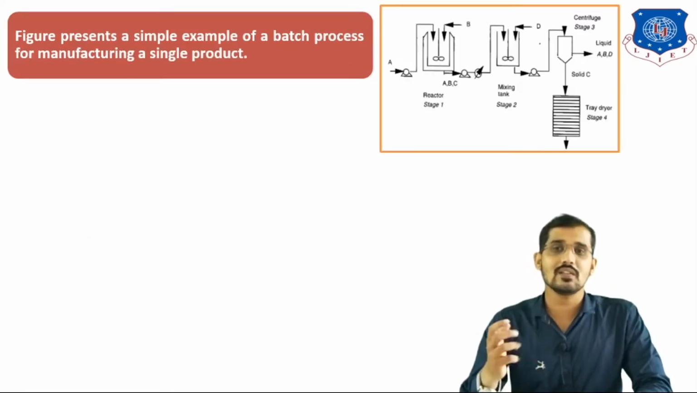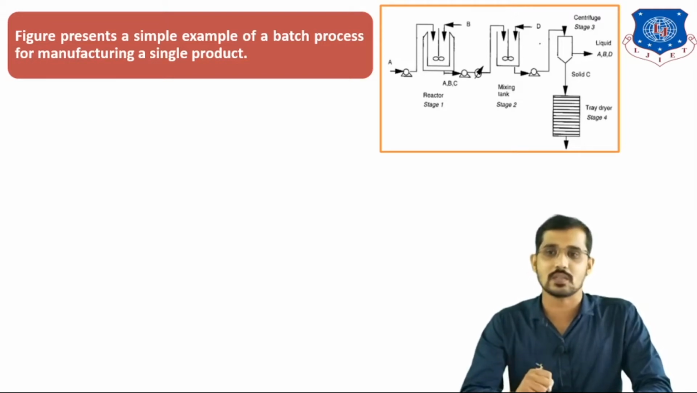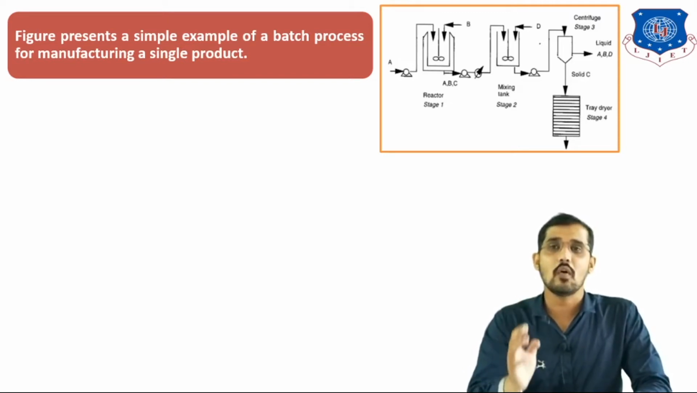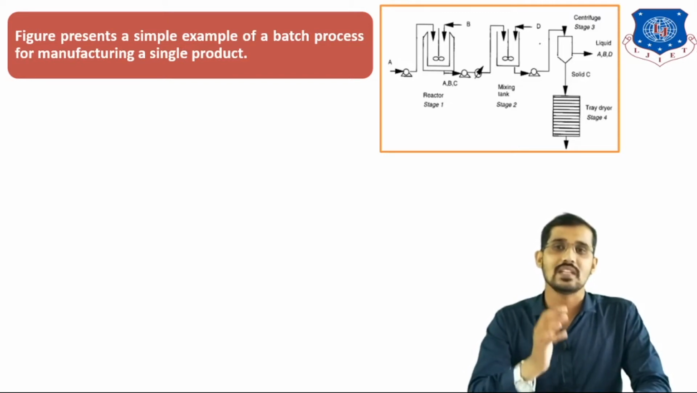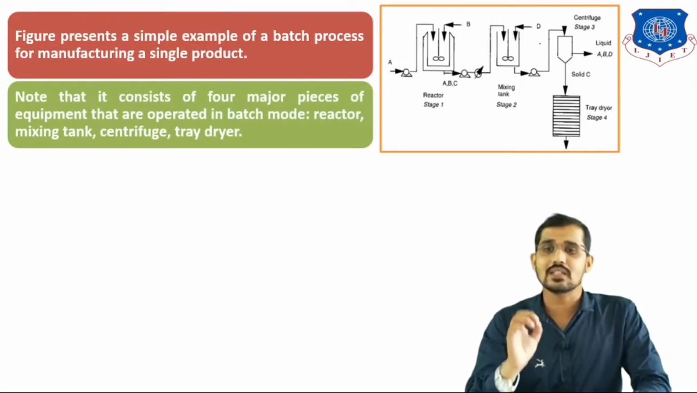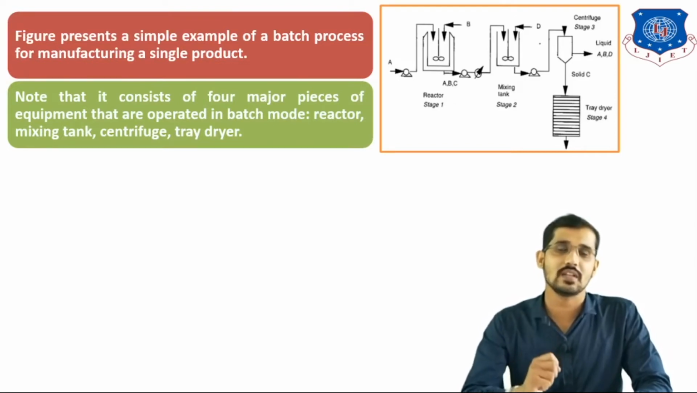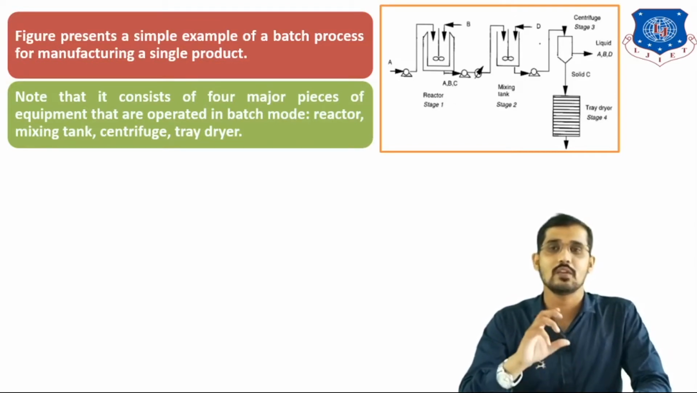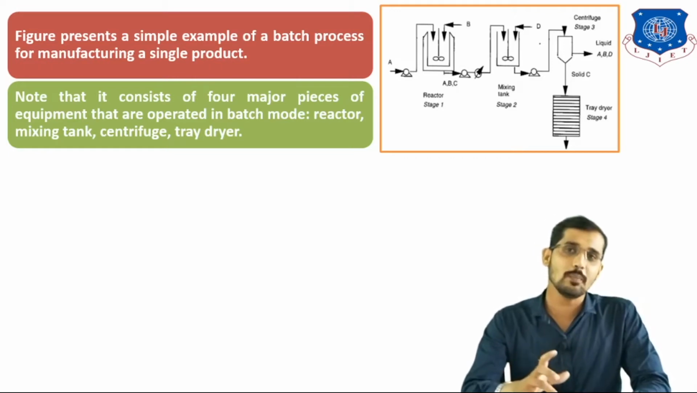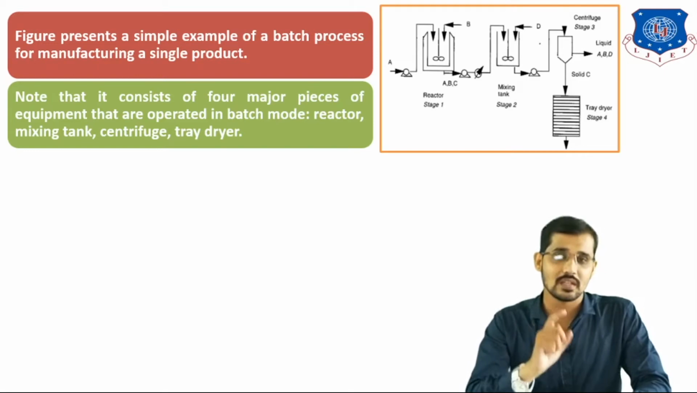Before that, you can see on the screen this figure presents a simple example of a batch process for manufacturing a single product where we have four equipments. The first one is the reactor, followed by the mixing tank, followed by the centrifuge and tray dryer. Note that it consists of four major equipment, which I already told you. For reaction purpose we use the reactor, for mixing purpose the mixing tank, and for separation purpose, to separate solid from liquid, the centrifuge.